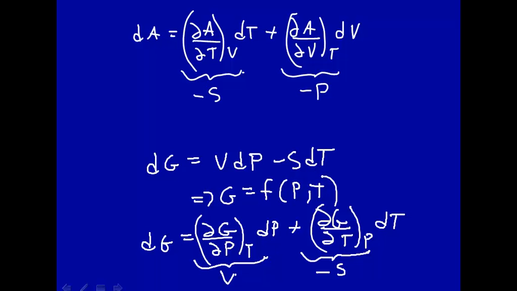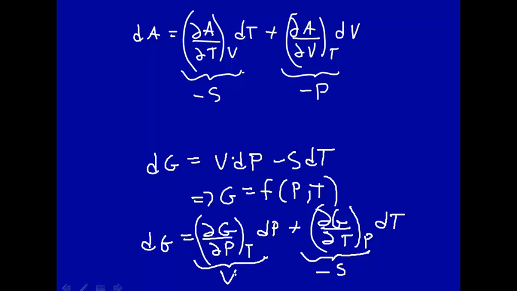Because we were able to identify the natural variables of our four functions, we were then able to identify derivatives of those functions with respect to the natural variables, with things that we can either measure in the laboratory, like volume or pressure, or associate, like entropy. So that's kind of cool. That's the kind of thing that a lot of people do with thermodynamics.